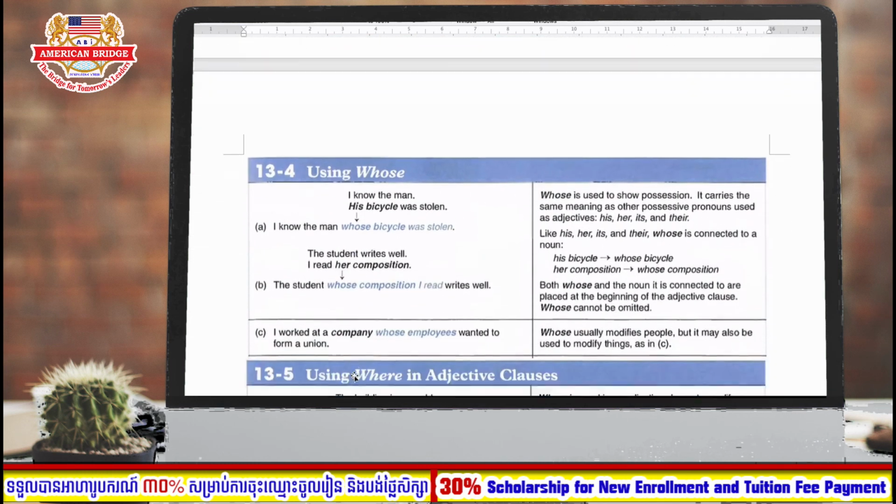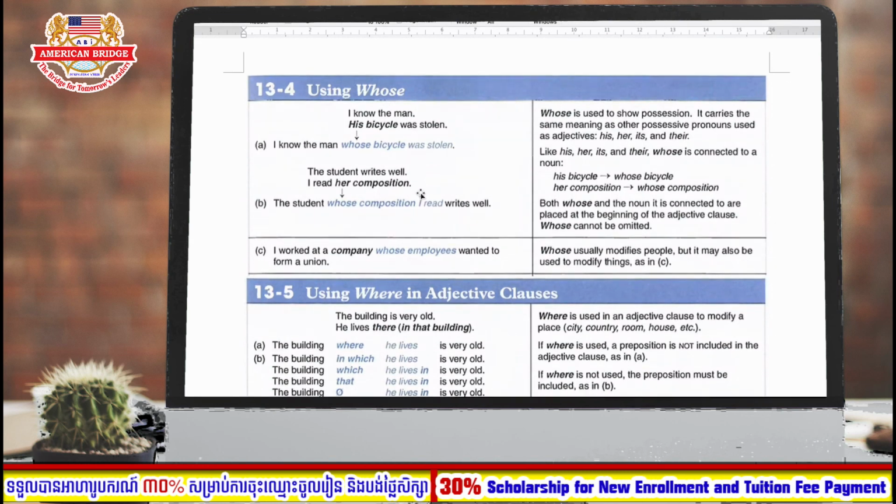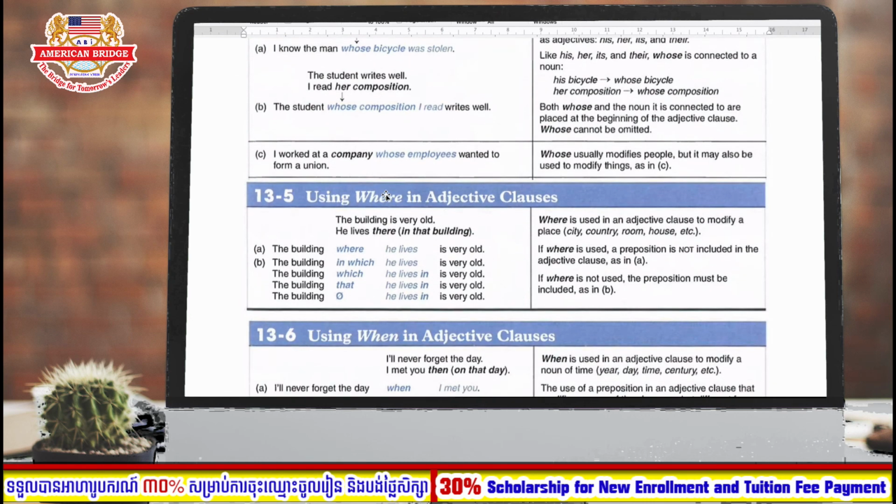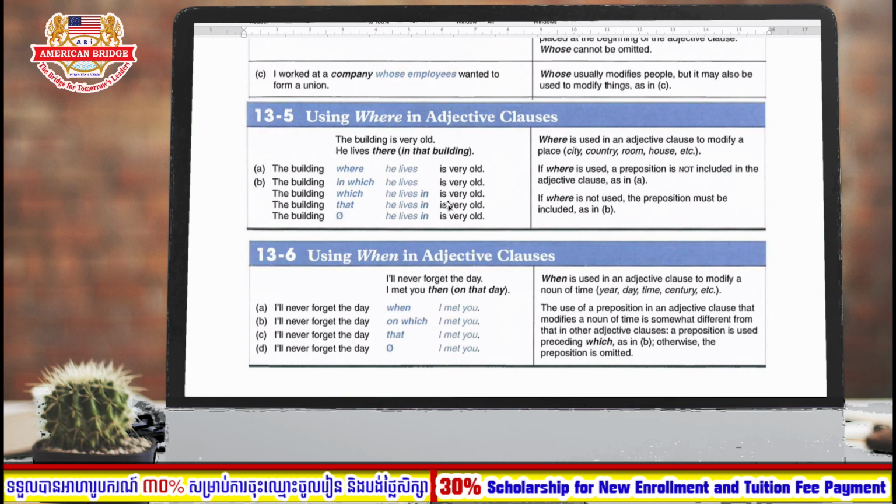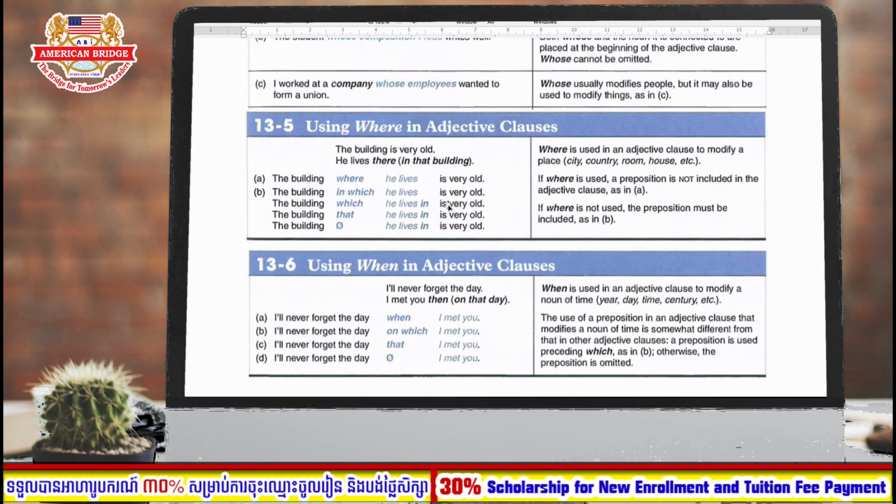Right, let's move to another part. Besides using who, that, which, and whom in the relative clause, you can also use whose, where, and when in adjective clauses as well. For further information, you can use this file and read through it to get more ideas.